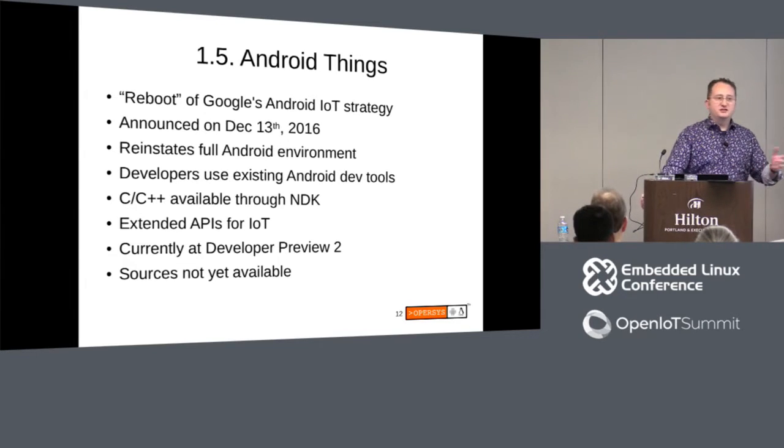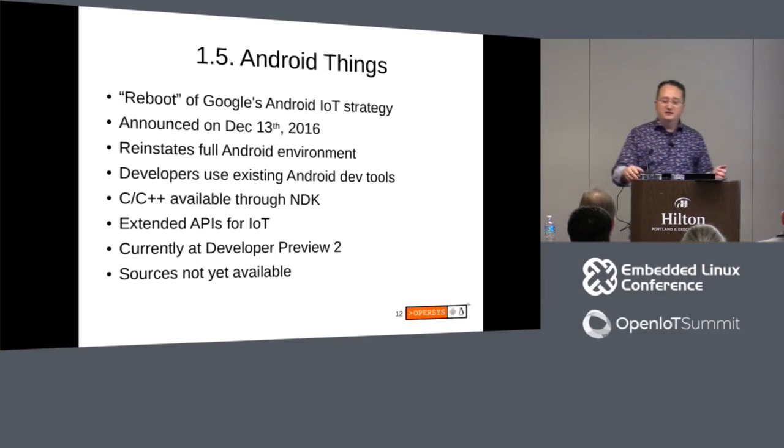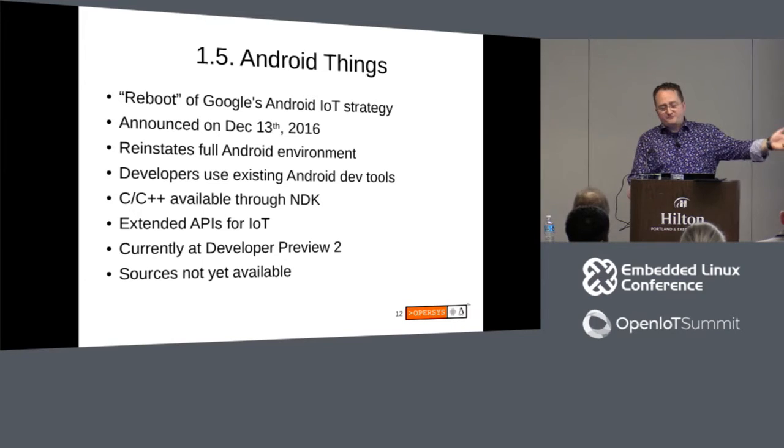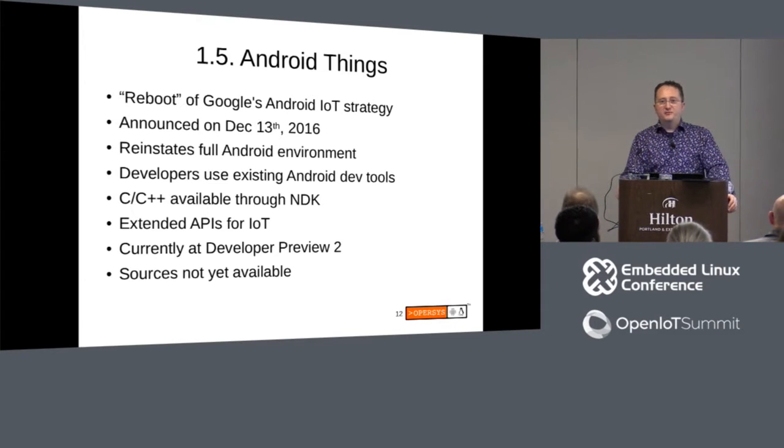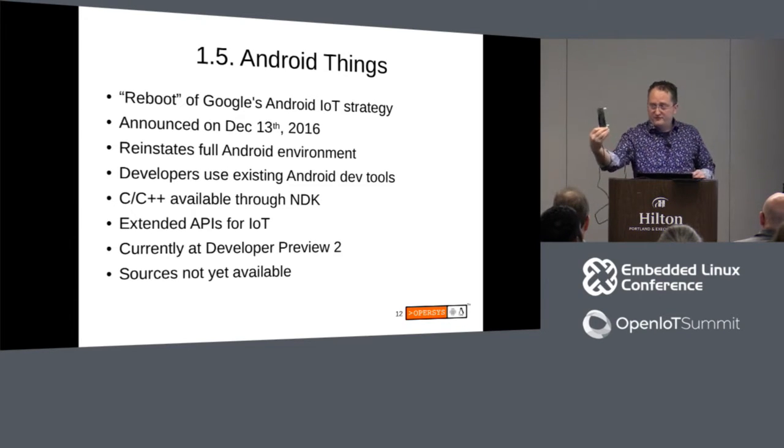You can still use C and C++ programming, but it is the standard route, which is NDK. So it's not build your own thing into the AOSP or the bastardized AOSP. As I said, the sources aren't available, but you can essentially get images for a bunch of boards. There are some for the Raspberry Pi, some for the Edison and two other boards as well.